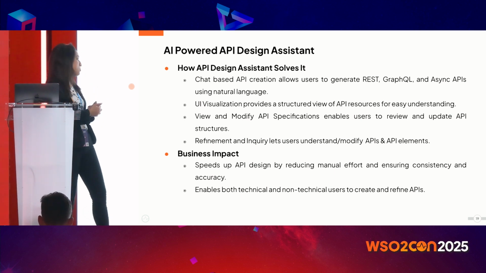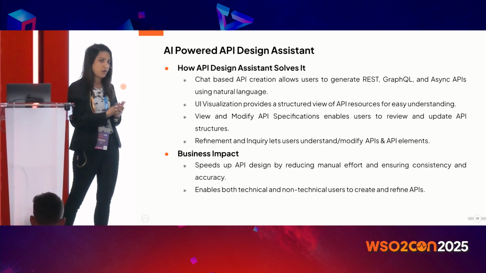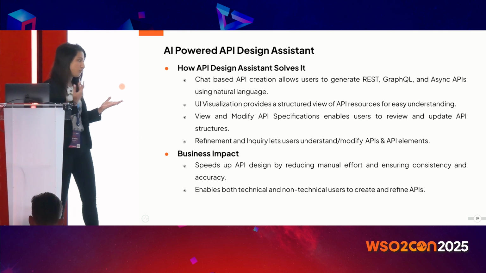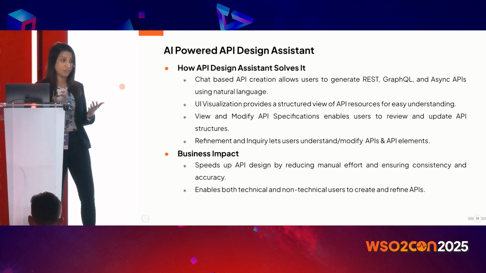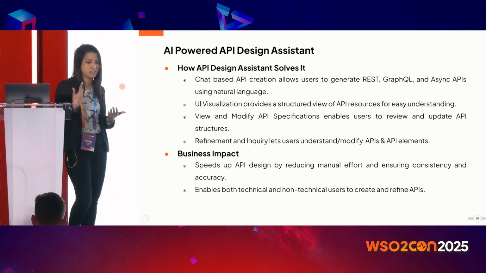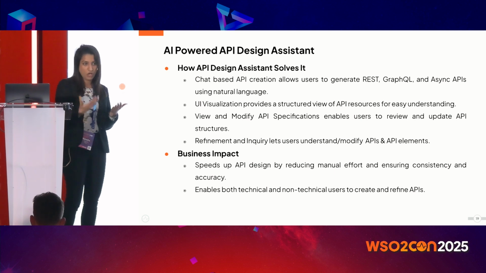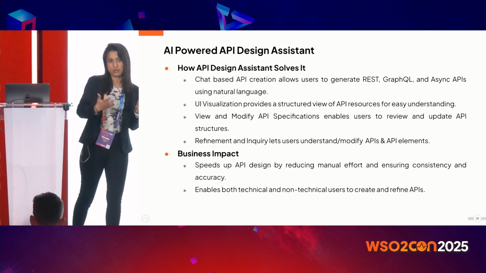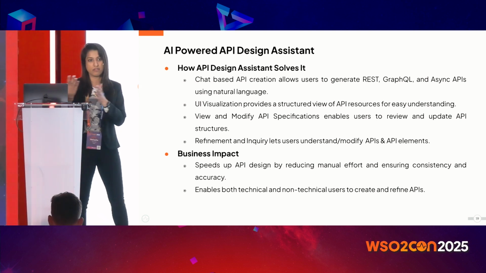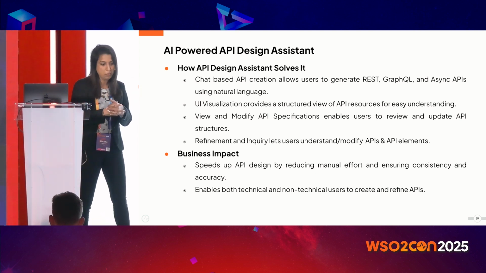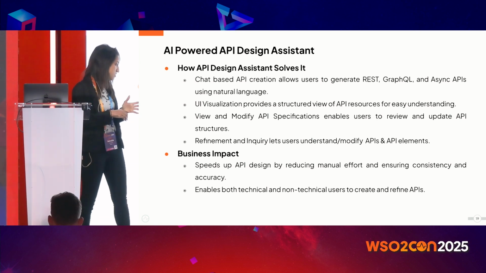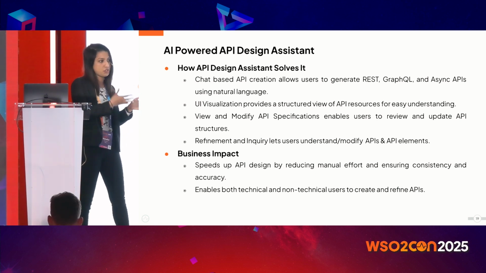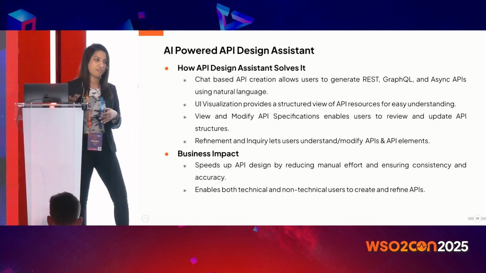So the business impact that an organization would get through this is this will definitely speed up the API design process, because now you would have some sort of template to start with. You can, of course, refine it as you go on by having discussions with your team, but this would be a great starting point. And the other thing is both your technical as well as your non-technical teams can now get together to create and refine APIs.